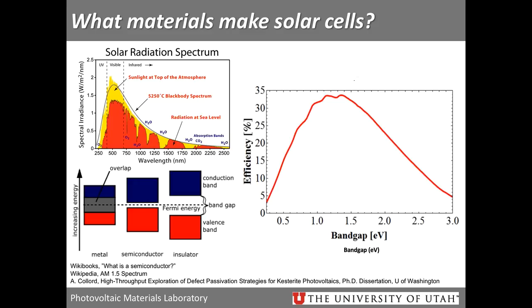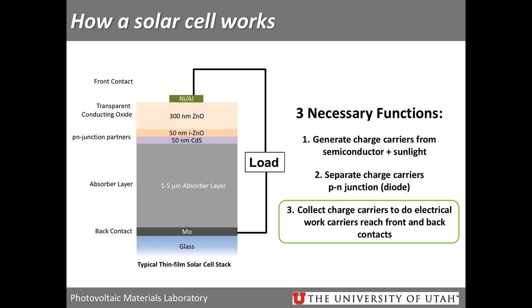And so this is one of the first steps of trying to pick a new material. What's the band gap? What's the maximum efficiency that I'm going to be able to get from this material? Okay, so a solar cell needs to do three things. I just talked about the first one. It needs to generate charge carriers. So that's absorbing sunlight.